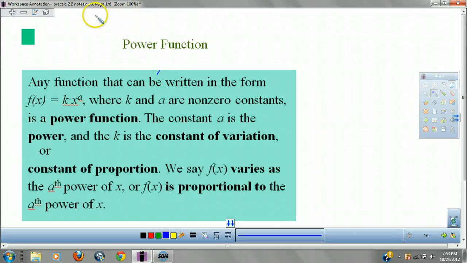Hi Pre-Calc people, we are looking at 2.2a today. We're going to talk about power functions and relations. Okay, so here we go.